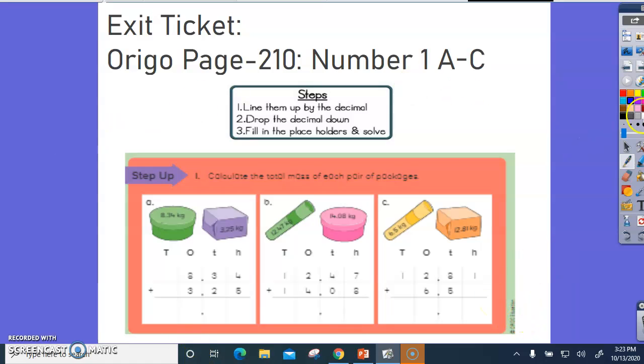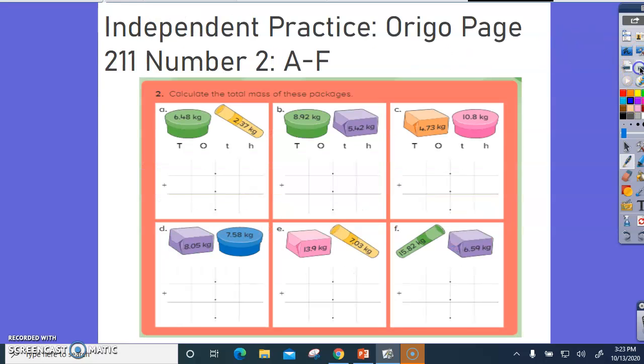And then once you get finished with the exit ticket and I say that you are good to go, the independent practice is the next page, page 211, number 2, A through F. So make sure that you get those completed. Again, you take a picture of it, attach it, and turn it in that way. There are 6 problems on this part. You do have to write these down on your own, so make sure you take your time on the exit ticket so you know exactly what you're supposed to do.